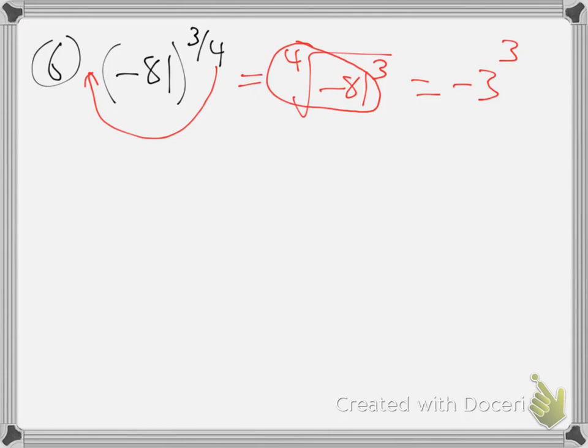And then you got to do the 3rd power, huh? Right? Because I just did the 4th root part. Then you got to do the 3rd power. Negative 27. We good? This making sense on that?